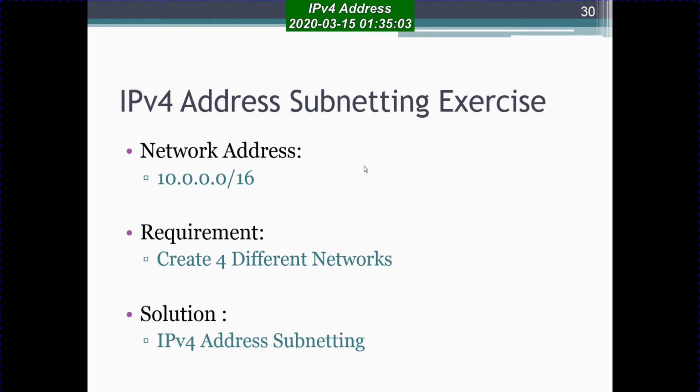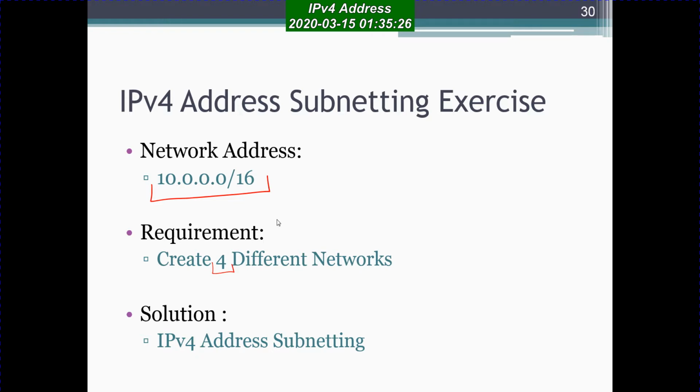We have an exercise for subnetting. Let's say you are provided with a network address 10.0.0.0/16, and you are required to create 4 different networks. So you're provided with a single network address. Normally with 4 different networks, each network will have its own network address, but this is what you have, this is what's available.